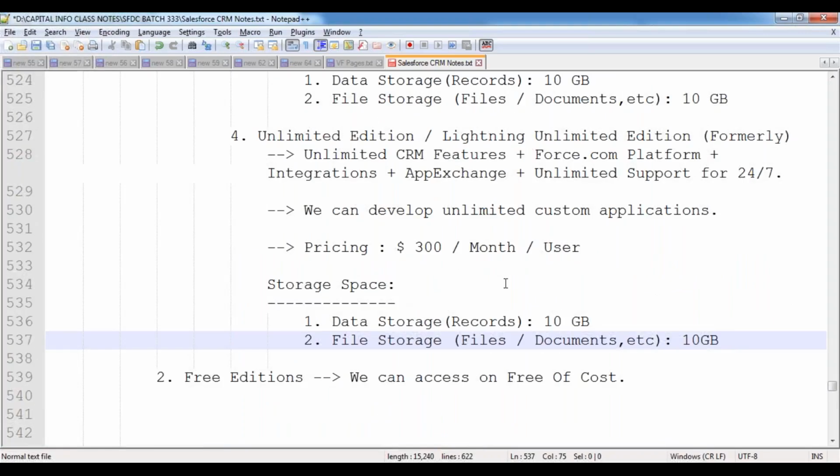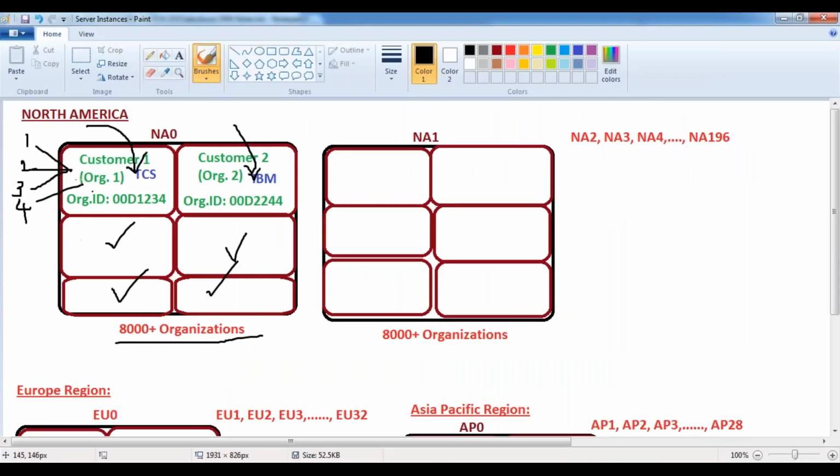Now, you can raise a question. Sir, I'm using Unlimited edition. My 10 GB of data storage has become full because I have been using this Salesforce account for almost 3 years, and I keep storing data. As of now, this 10 GB is full. Then what can we do? Can we expand the memory space or not? Yes. Whenever we create the Salesforce account, by default Salesforce allocates 10 GB of memory space. If this 10 GB is full, then we can expand the memory space also.